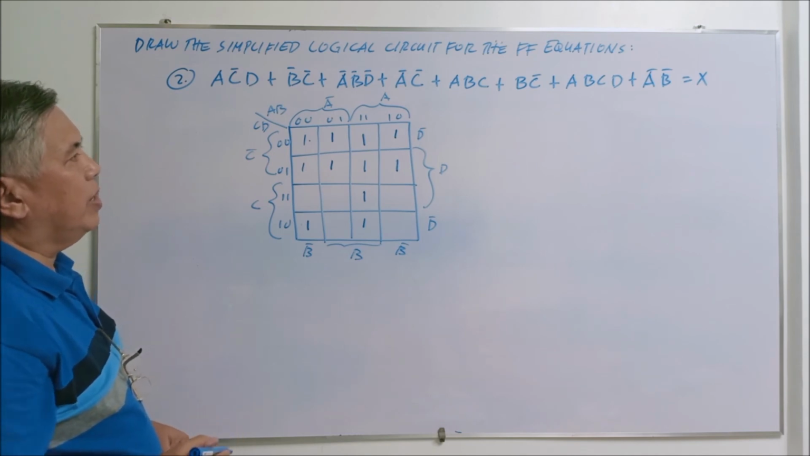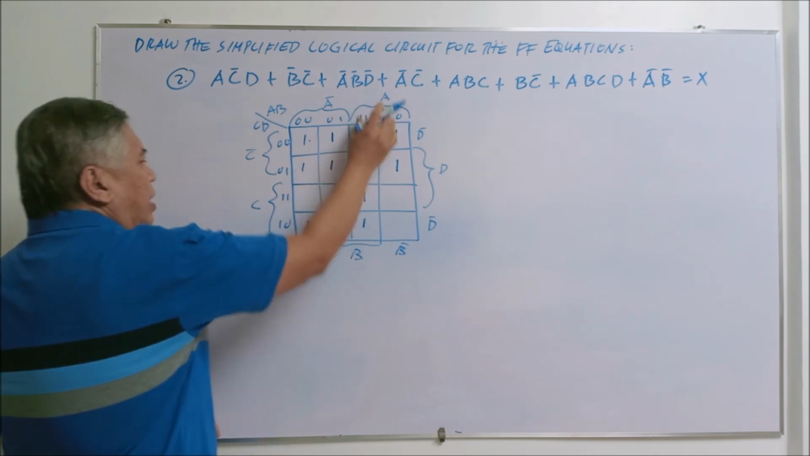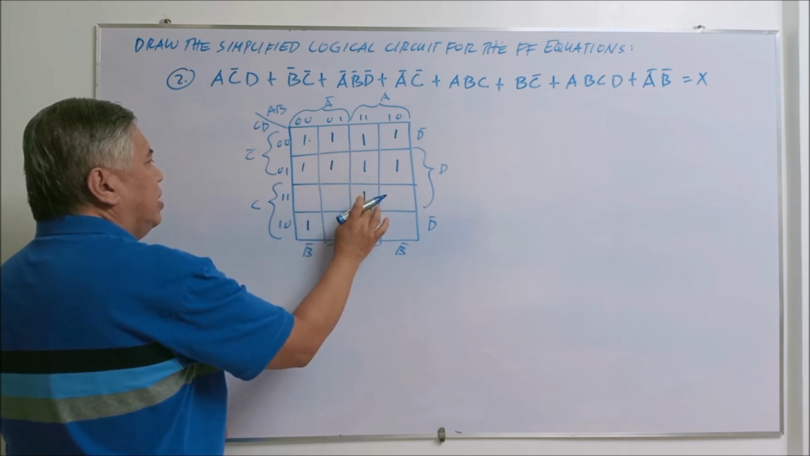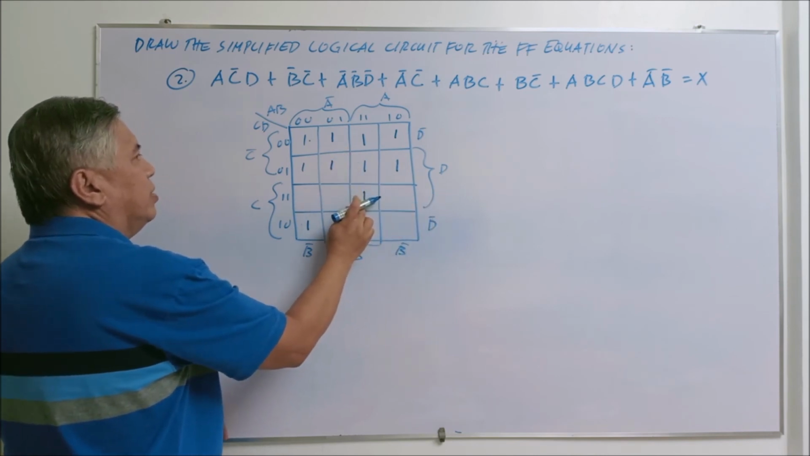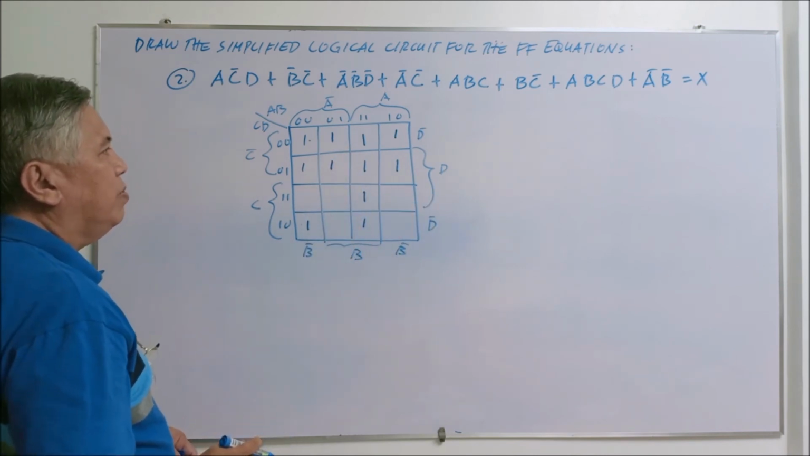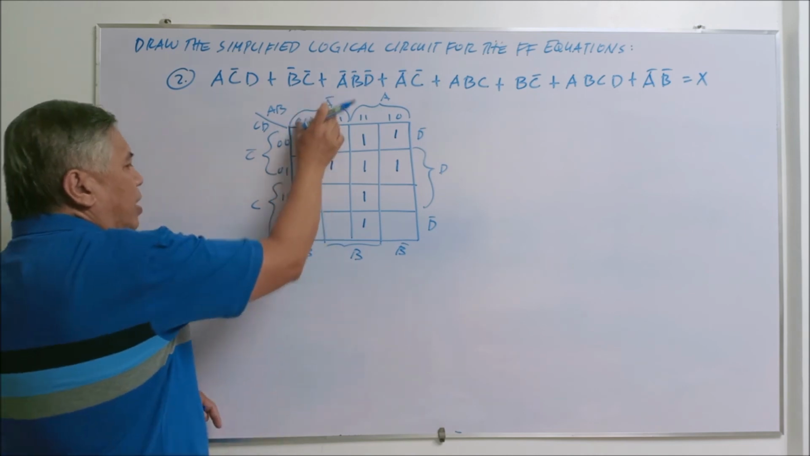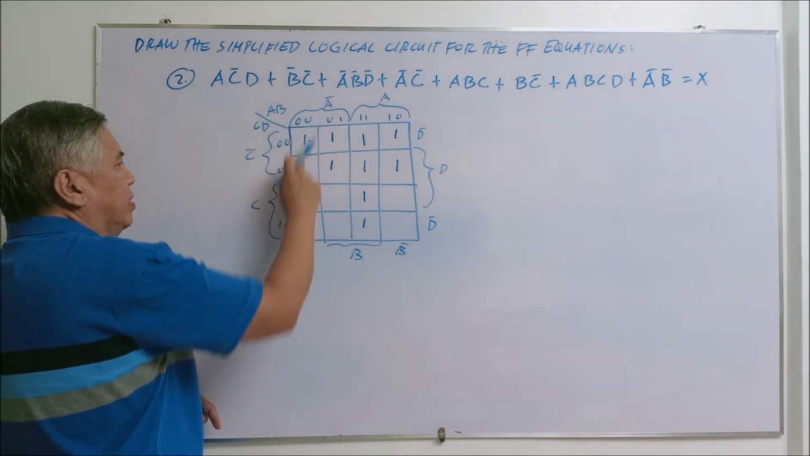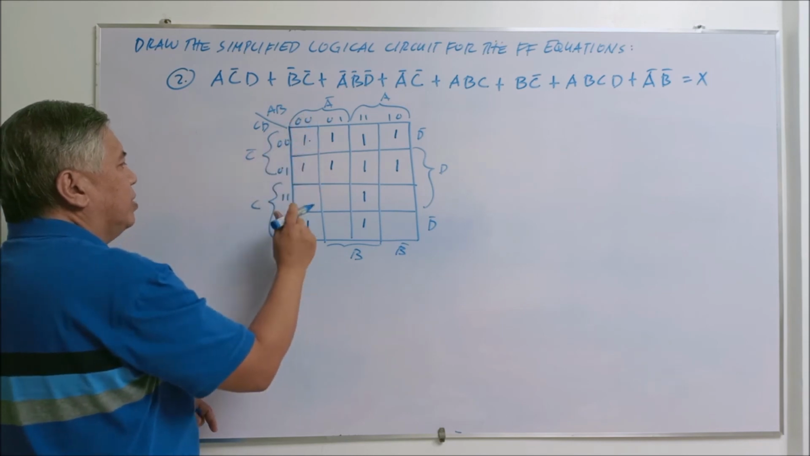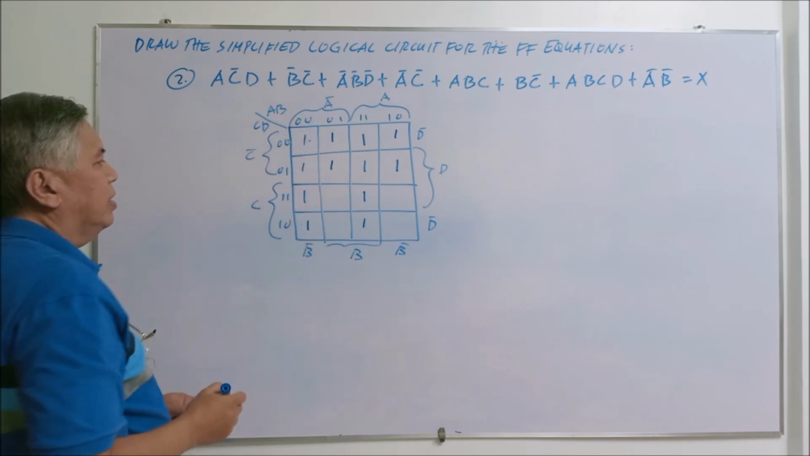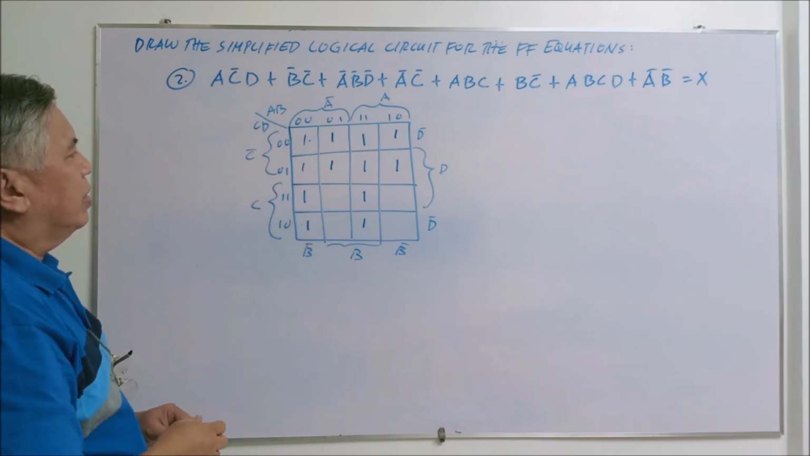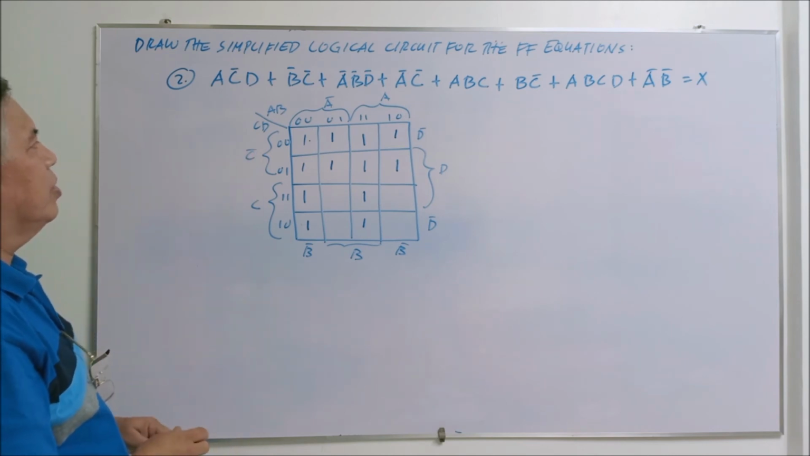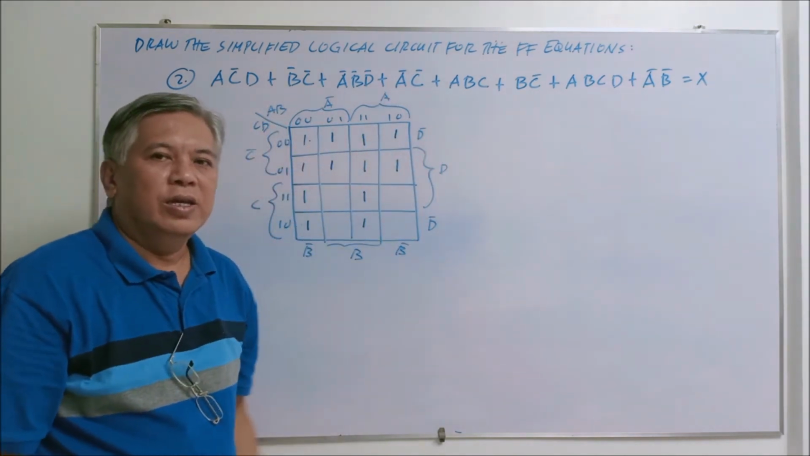And then you have A, B, C, D. A, B, C, D. Okay, so this one. And then you have A bar, B bar. A bar, B bar. So these 4 adjacent cells in line. That will be your location of this particular equation.